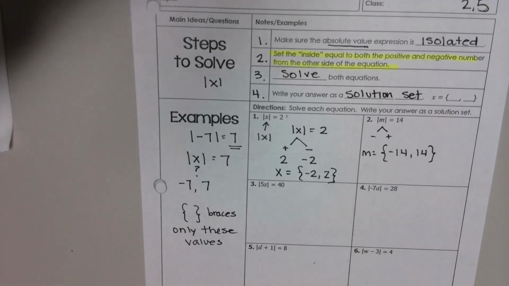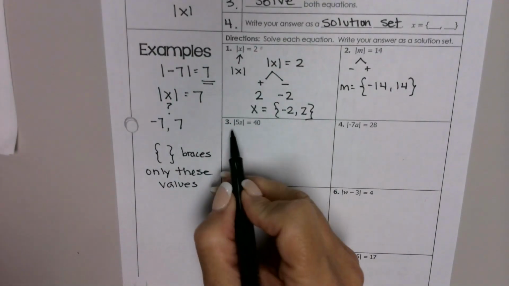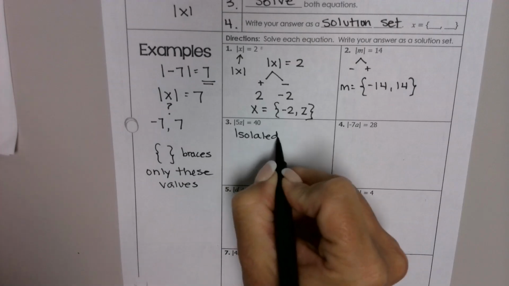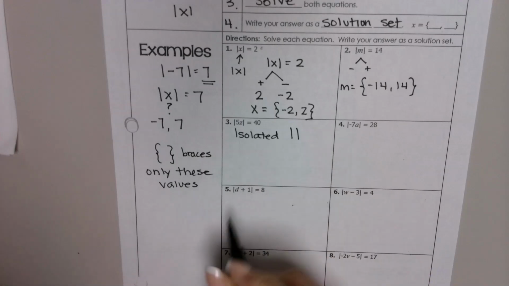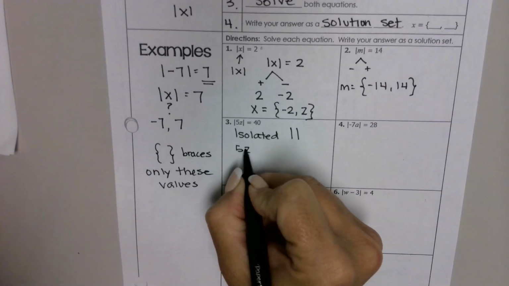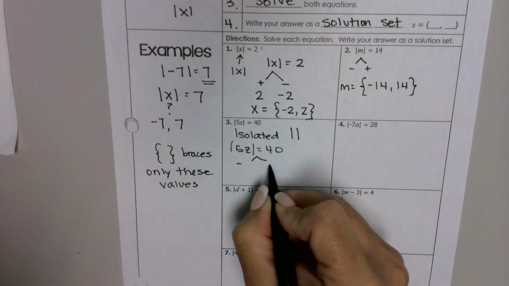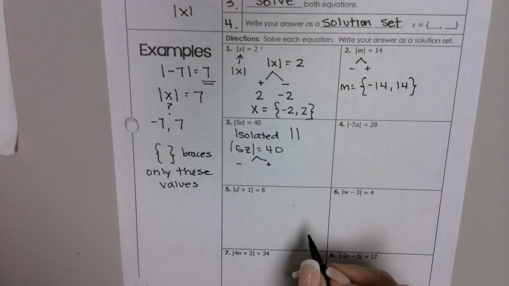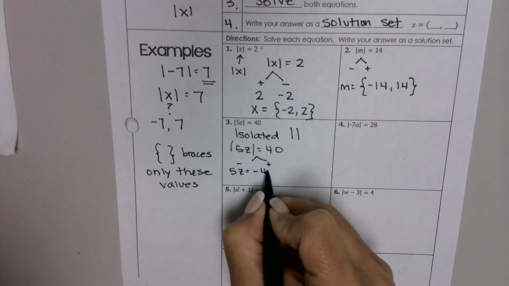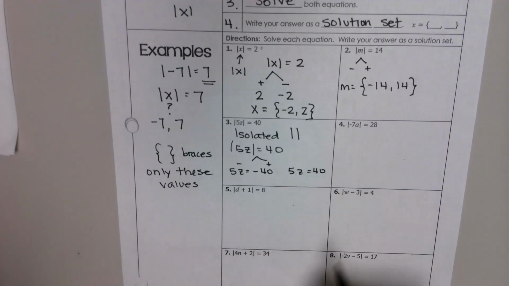Okay, so let's go down here where we've got one that has something else going on. If I look at this, this is isolated, and that's because it's only the absolute value. That's all we have, so this is good. What I have here is 5z equals 40, and I'm going to have a negative side and a positive side. So the way I write this is 5z equals -40, and 5z equals +40.